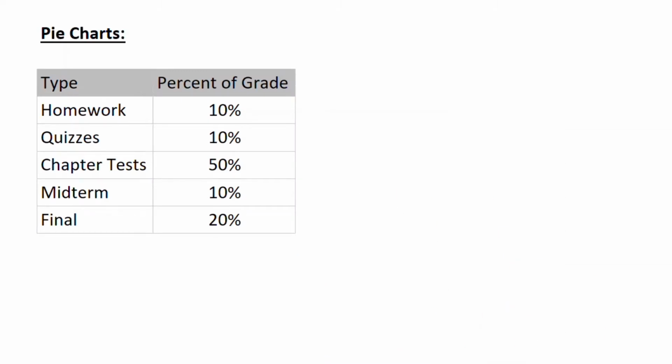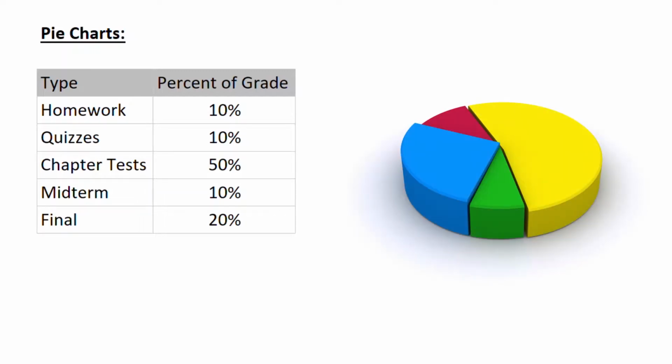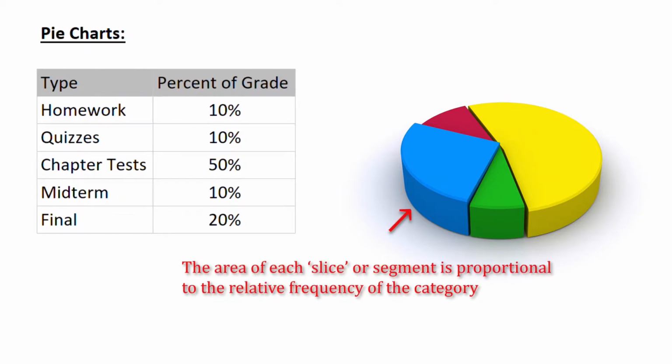Next, we're going to learn how to create a pie chart. That's a circle divided into sectors that look like pieces of pie. Each one represents a category. So how thick the pie is represents the category. The area of each sector is proportional to the frequency of each category.